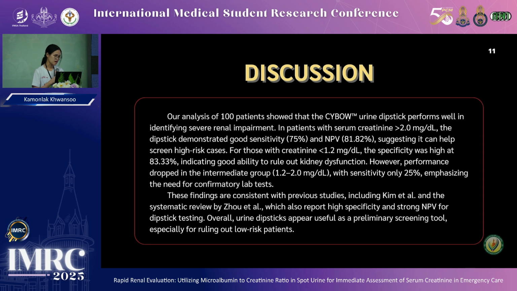This is my discussion. Our analysis of 100 patients shows that the Cybo urine dipstick performs well in identifying severe renal impairment. In patients with serum creatinine more than 2 mg per deciliter, the dipstick demonstrates good sensitivity and good NPV, suggesting that it can help screen high-risk cases. For those with creatinine below 1.2, the specificity was high at 83%, indicating good ability to rule out kidney dysfunction. However, the performance dropped in the intermediate group with sensitivity only 25%, emphasizing the need for confirmatory lab results.